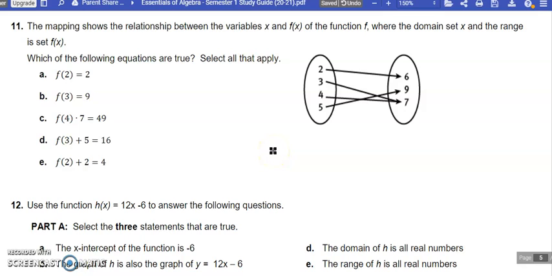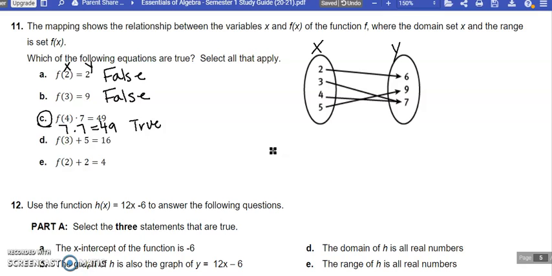All right, this mapping shows the relationship between these variables. Which of the following equations are true? So basically this is an input and this is an output. So it's saying when x is 2, is y 2? Well, here this is showing when x is 2, follow the arrow, y is 6. So this is false. Well, when x is 3, is y 9? 3 goes to 7, so that's false. F of 4, which is 7 times 7, equals 49. That is true.